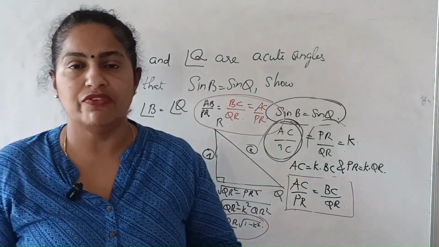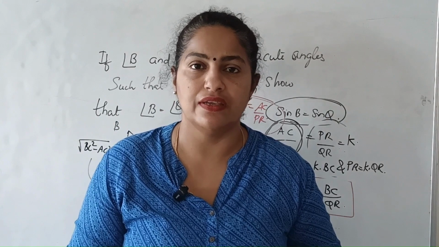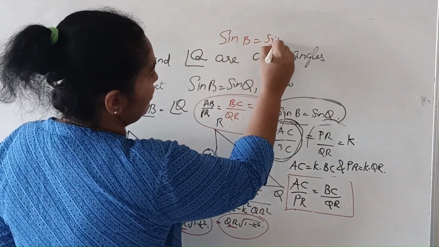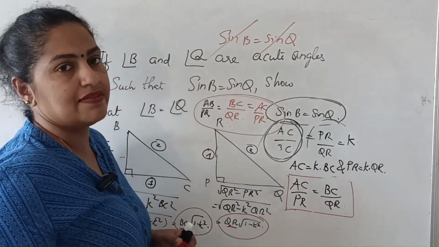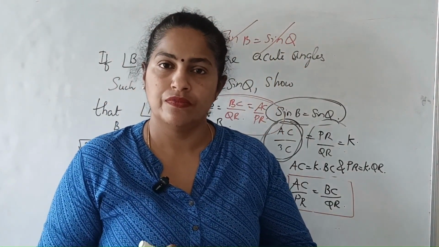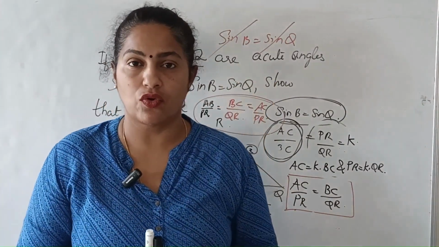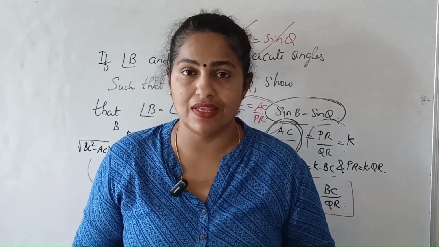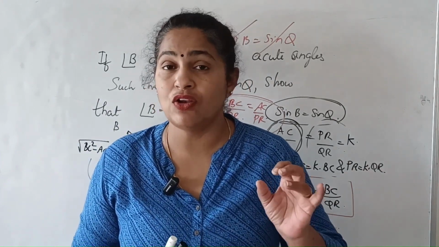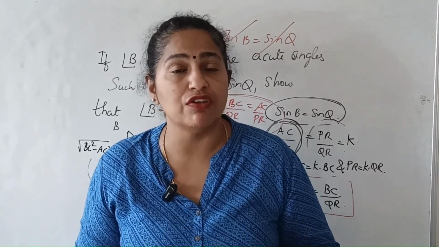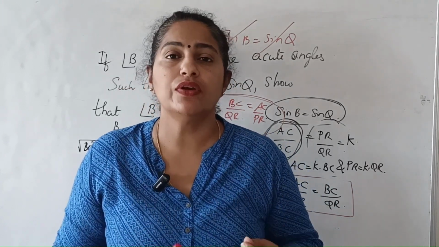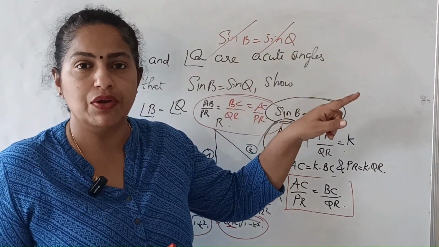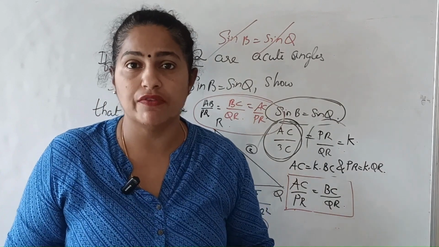Now, one common mistake that I have seen students doing is when they have sine B is equal to sine Q, they cancel sine and say B is equal to Q. Okay. Why is this wrong? This is wrong because sine is not a variable nor is it a number, it is an operator. It is an operation that we are doing like a multiplication. We are finding the sine of the angle. You cannot cancel sine on both the sides and say that B is equal to Q, though B is actually equal to Q, but that's not the way to do it.